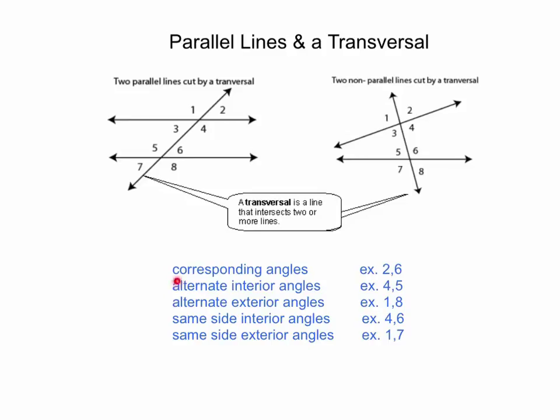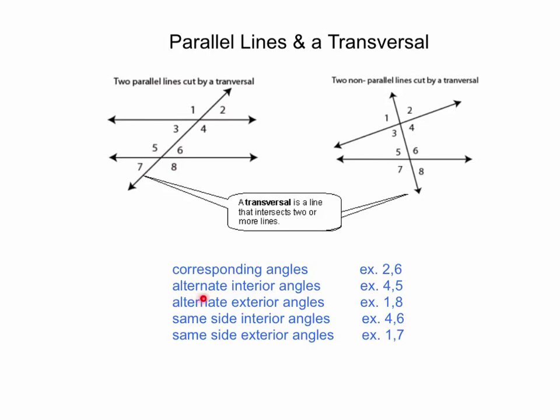Alright, first, corresponding angles. Corresponding angles are in the same relative location. For example, 2 is in the upper right of this group of 4 angles, and 6 is in the upper right of that group of angles. So they are corresponding. So too are 4 and 8, 1 and 5, and 3 and 7.